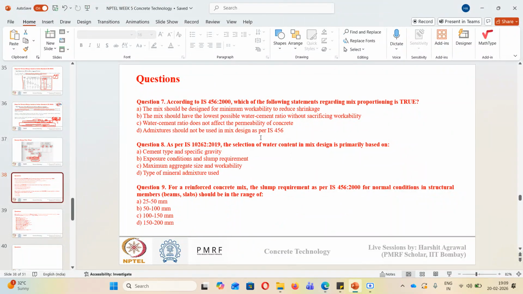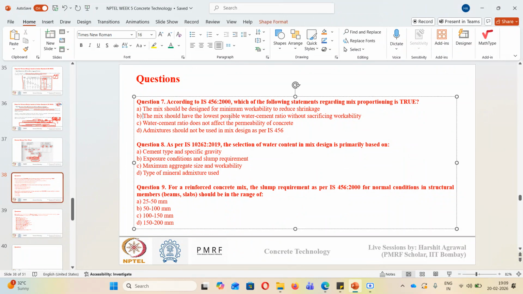The correct answer for question number 7 will be B. Mixture design should have the lowest possible W by C ratio without sacrificing workability. This is a statement that is given in IS 456. So you should take the minimum possible W by C ratio to get a particular workability while doing the mixture proportioning. A higher W by C ratio is not desired because it will bring durability issues. Question number 8.